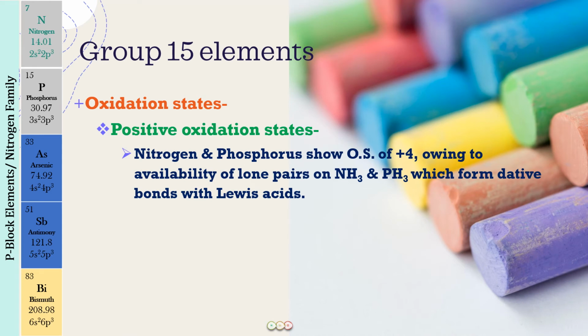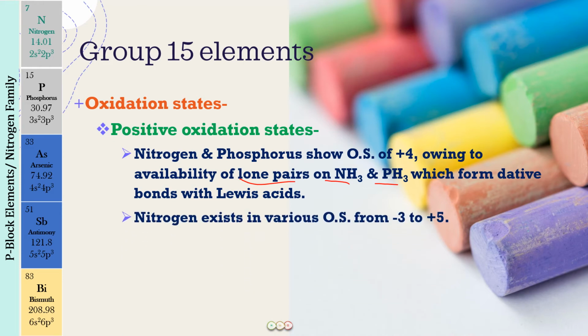Now nitrogen and phosphorus also show an oxidation state of +4. Why +4? I have already explained to you. For nitrogen, first of all, the 3 p orbital electrons can participate, and the fourth one is the lone pair. Similarly it is the case for phosphorus also. Both nitrogen and phosphorus can show a +4 oxidation state because of the availability of the lone pair on NH3 and PH3, which they can use to form a coordinate bond with Lewis acids. Wherever there are compounds which are electron deficient, the lone pair of nitrogen and phosphorus can be donated to them. Nitrogen exists in various oxidation states from -3 to +5.